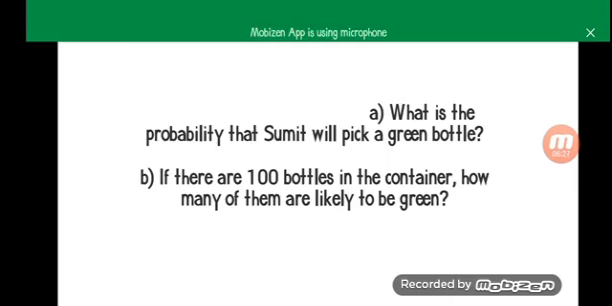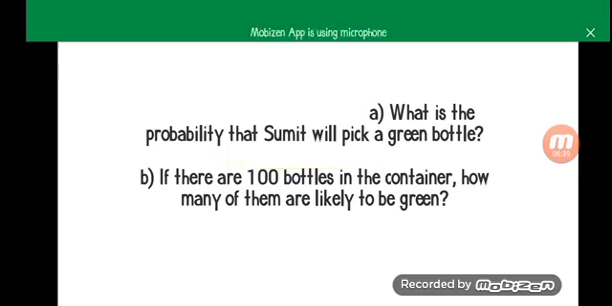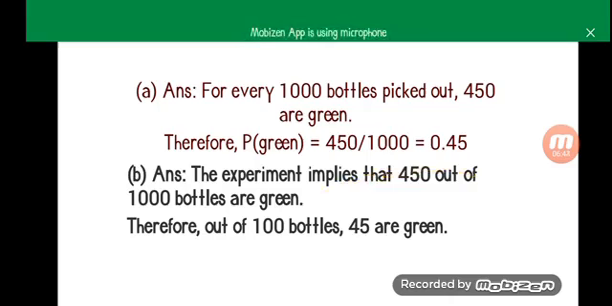All right, so let's move straight to the answer. They said for every 1,000 bottles picked, 450 are green. The question says, what is the probability that Summit picked a green bottle? So it's going to be 450 over 1,000, which is 0.45.